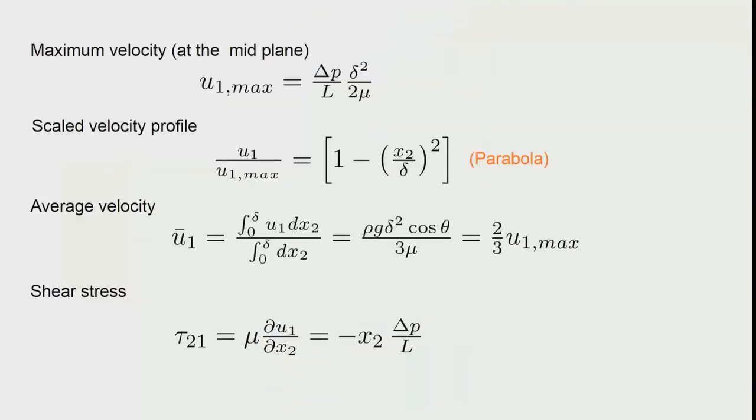Now, the maximum velocity is at x2 equal to 0, which is at the center plane, which will give you the expression: the pressure gradient times delta square by 2 mu. Now, when we divide the solution by the maximum velocity, we get the scaled velocity profile, and we see that the scaled velocity profile is actually giving you just the profile alone on the right hand side, which is a parabola. So, interestingly, the solution on the right hand side is identical to the previous solution, but the reason why the flow is happening is different.